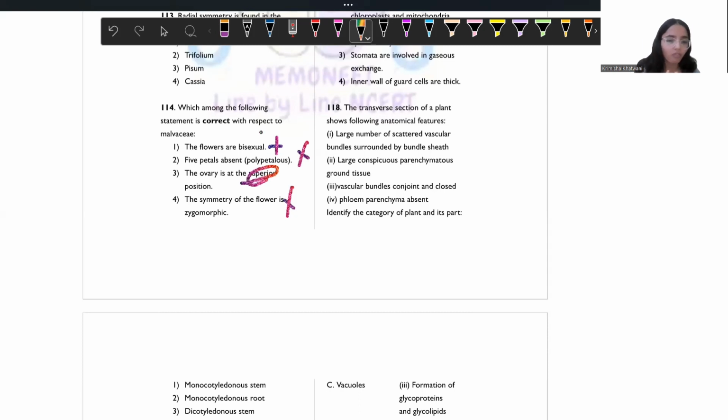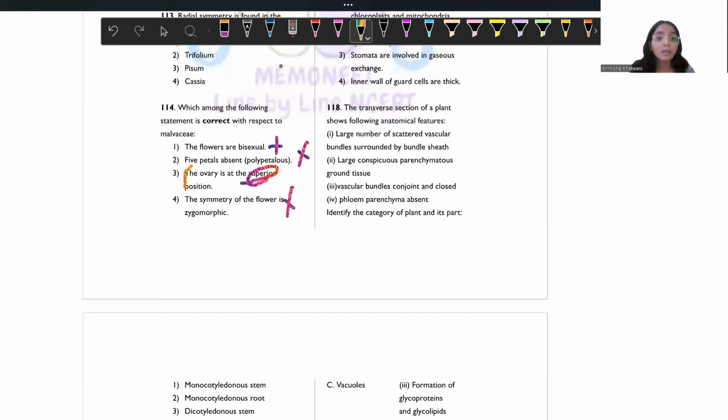Because there are so many families, it is difficult to remember polypetalous, bisexual, unisexual, inferior, superior. How will you know? See, you know that flowers of the Malvaceae family can be unisexual or bisexual, so option 1 is incorrect. We also know that it has 5 petals and it is saying it's absent, so option 2 is also incorrect. And we know that it is actinomorphic, so option 4 is also incorrect. We are left with option 3, which says the ovary of the flower of the Malvaceae family is superiorly located. So this has to be the correct option. The answer to question 114 is the third option.